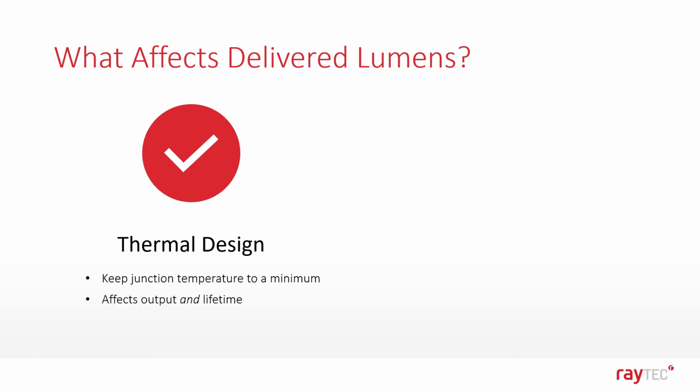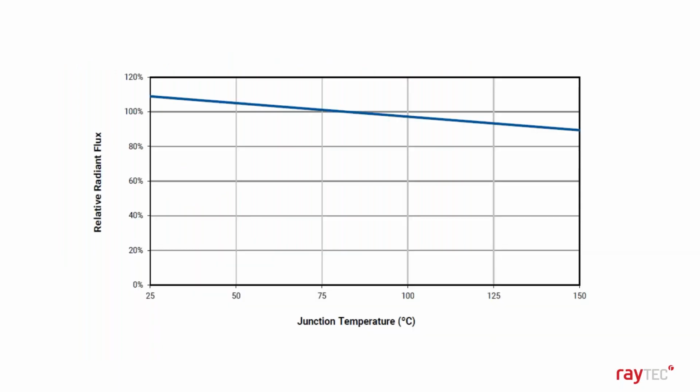This graph shows how a particular LED performance is related to its junction temperature. So this particular LED was binned at 85 degrees C. So reducing the junction temperature can give you up to 10% more light, and conversely, increasing the junction temperature beyond 85 degrees can severely reduce your performance.